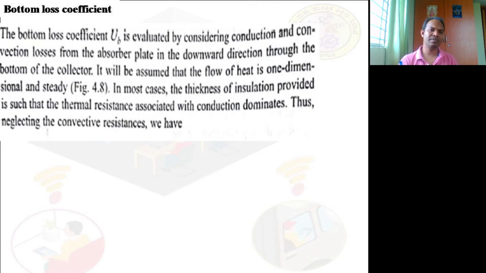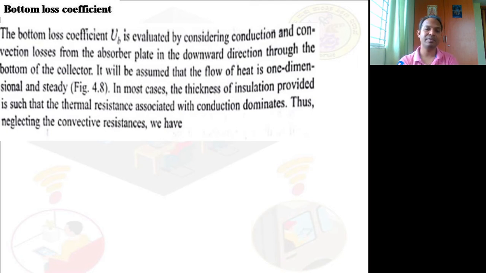Now if you come to the bottom loss coefficient, among all three types of losses, the top loss is the one that is majorly important. We have just finished it, and now we are going into the bottom loss coefficient, which is neglected. I'm not saying it is neglected outright; it is neglected when compared to the severity of the losses happening in the top and side losses.